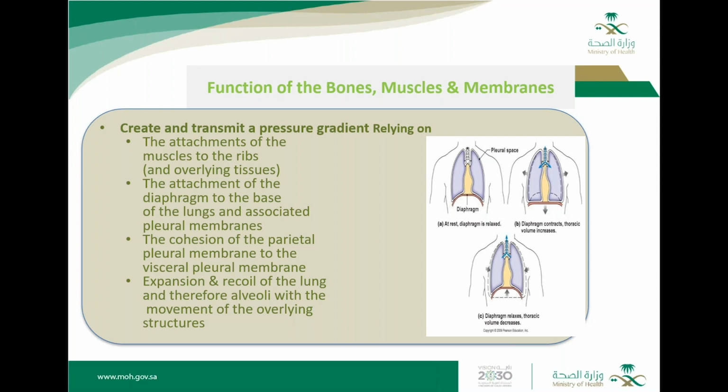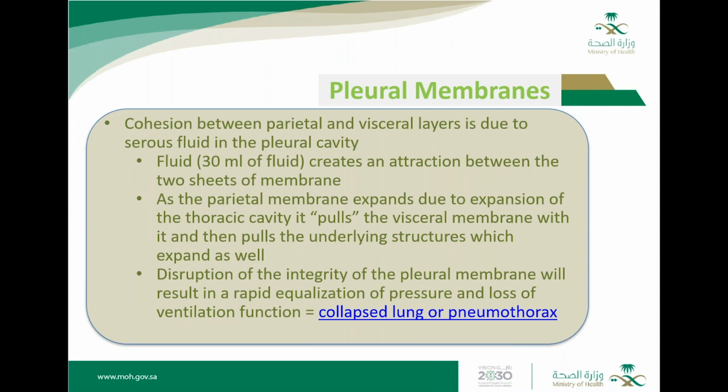Now, we know that the cohesion between the parietal and visceral layer is very important because there is that tiny serous fluid in the pleural cavity, about 30 ml of fluid, which creates an attraction between the two sheets of the membrane and maintains them stuck to each other. And as the parietal membrane expands due to expansion of the thoracic cavity, it pulls the visceral membrane with it and then pulls the underlying structure, which expands as well.